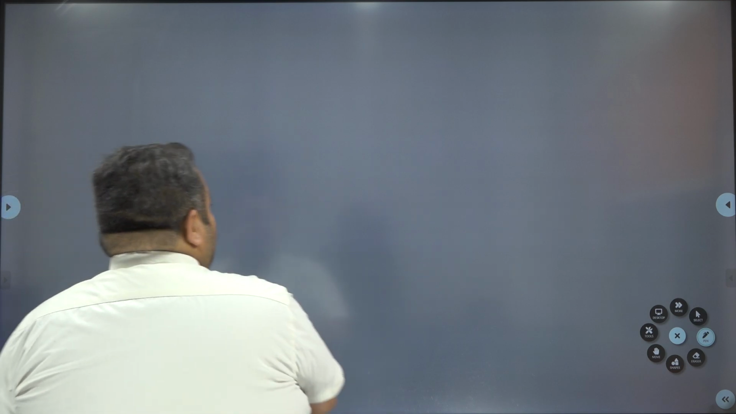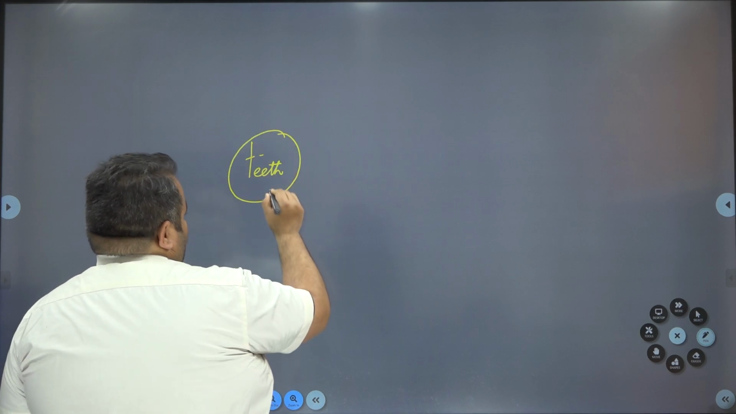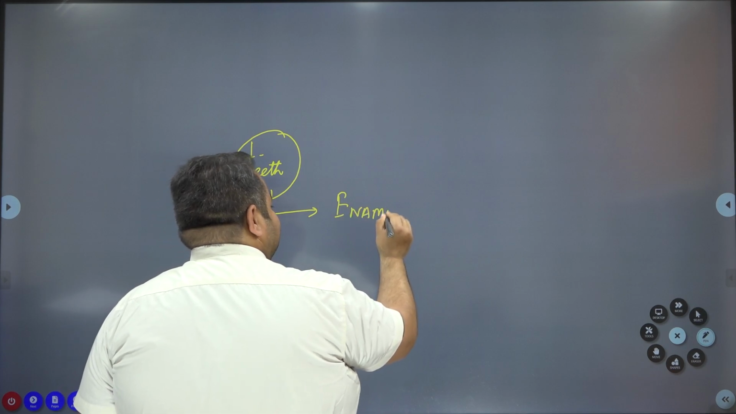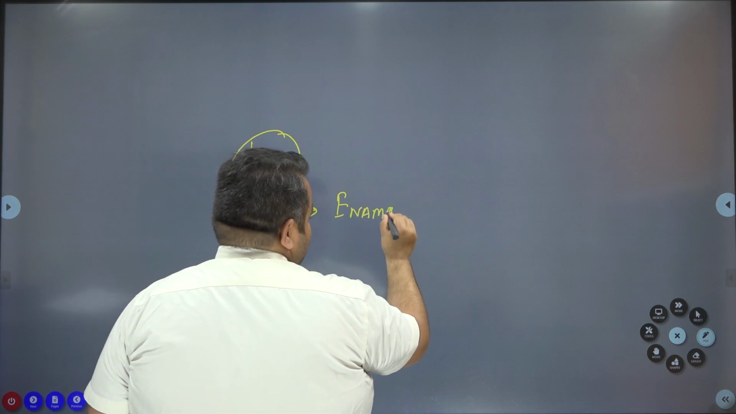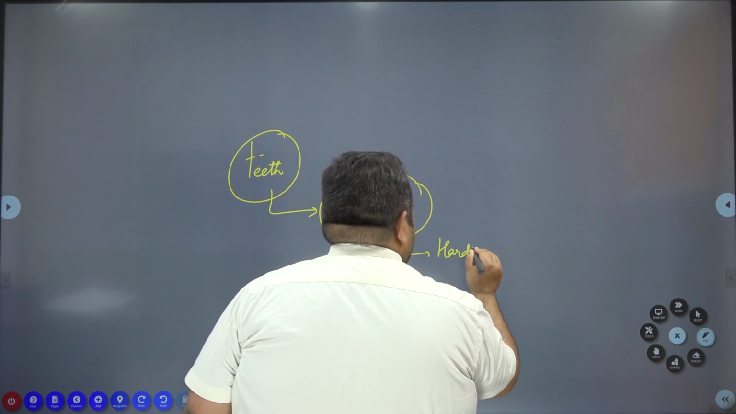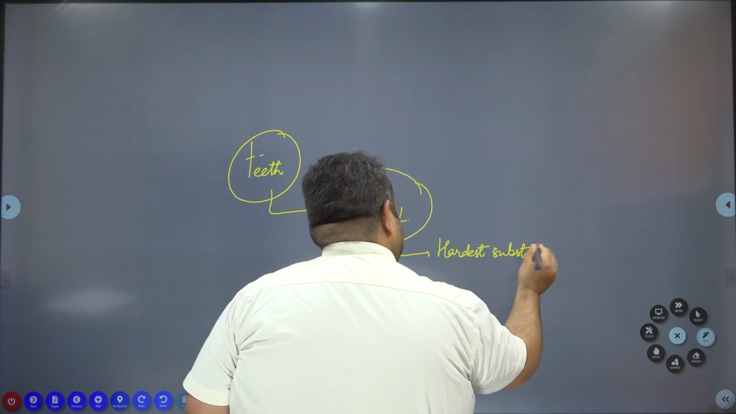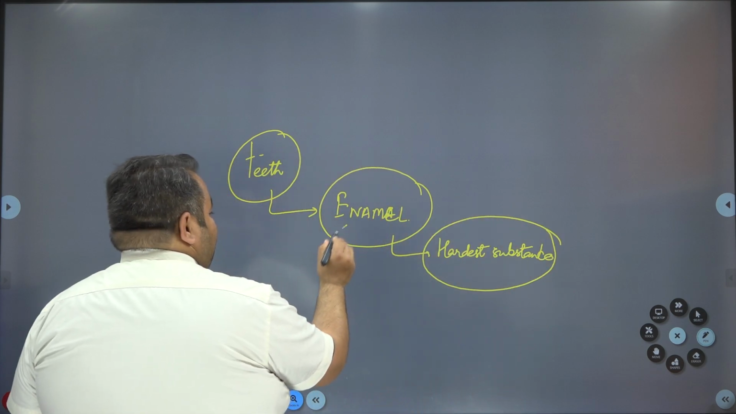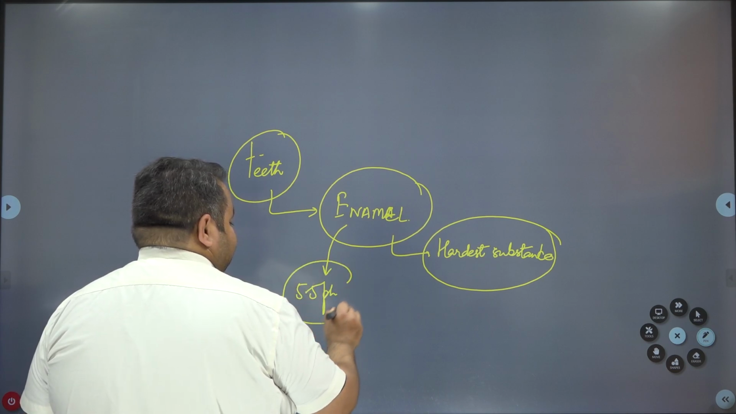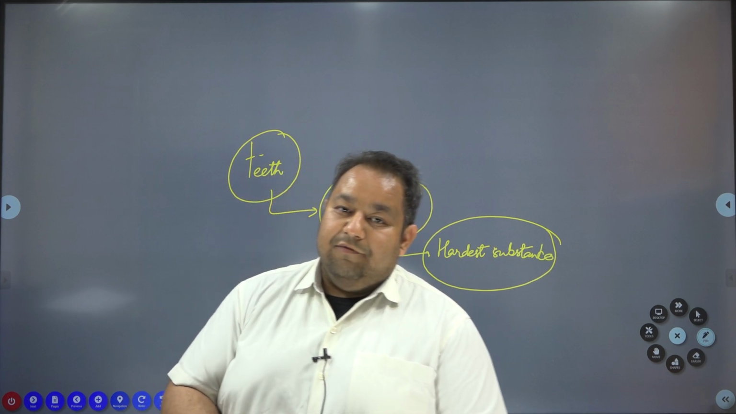Now, talking about the teeth. Teeth in humans are made up of the hardest substance present in the human body, enamel. Enamel starts degrading below a pH of 5.5. And you should know the normal pH of our mouth is around 6.4 to 6.8.